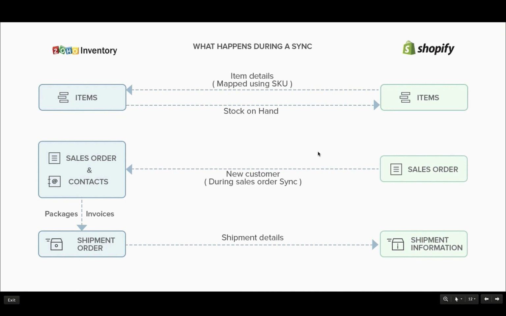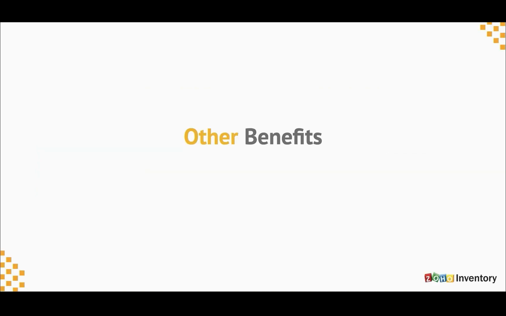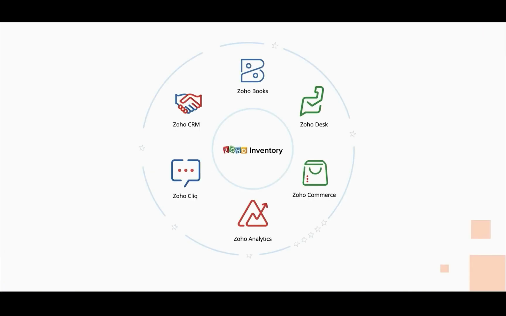So far, we have seen why you would want to take your business online, a quick overview of Shopify, why you would need an inventory management system, and how the Zoho Inventory and Shopify integration works. Now, let me give you a quick overview of the benefits that you get by choosing Zoho Inventory. Zoho Inventory is tightly integrated with other Zoho applications like Books, CRM, Analytics, and so on. This means that your data is integrated seamlessly across other Zoho products, and you can get various insights from these integrations. Let me quickly give you an overview of what each of these integrations does.